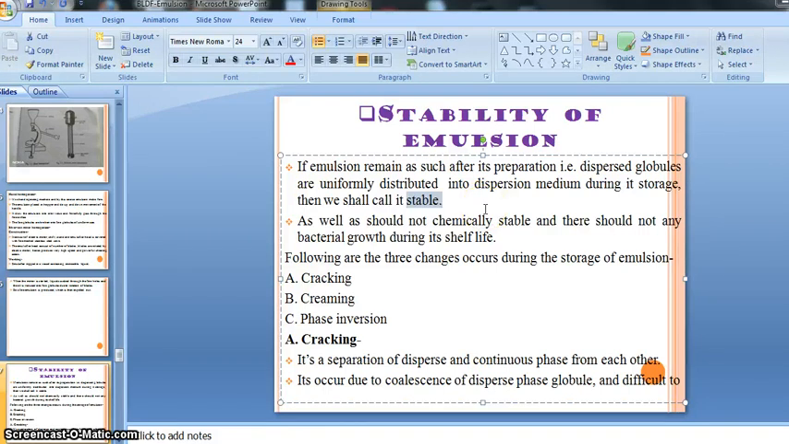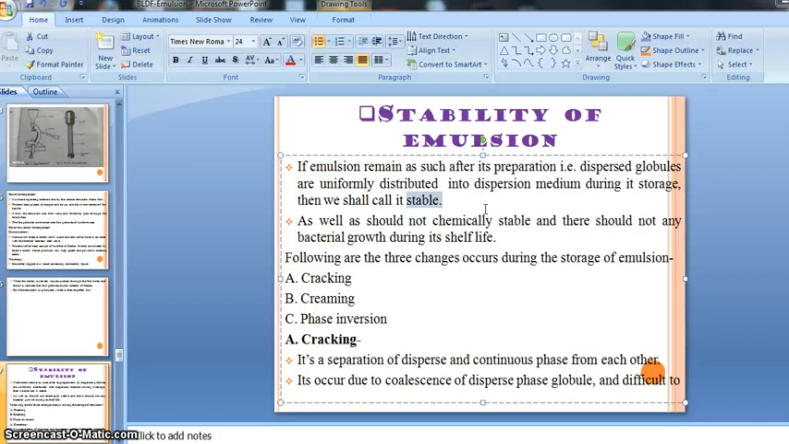As we know, when do we call our emulsion stable? If the globules in our emulsion are distributed throughout the dispersion medium, right? We call it a stable emulsion when the oil globules are uniformly distributed in the dispersion medium, or the oil and water are uniformly mixed.